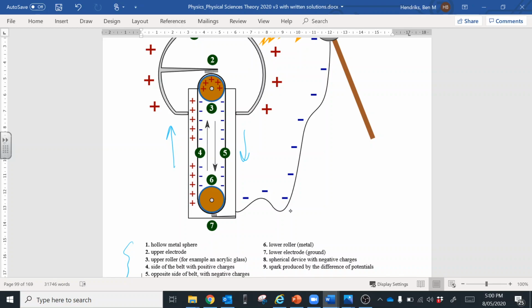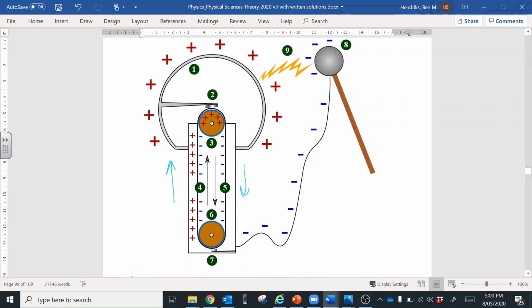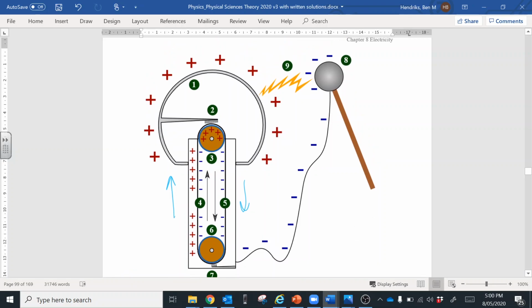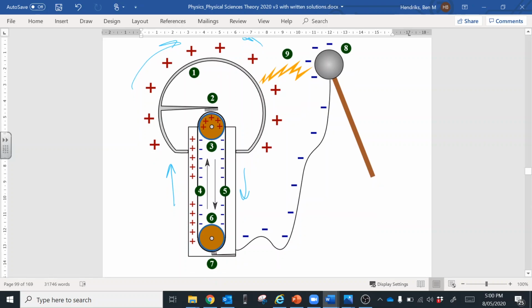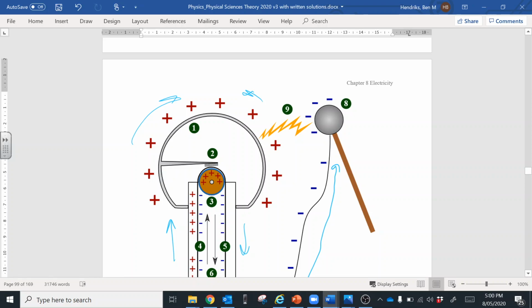inside of the belt. And those positive charges get collected by a comb here, and then they get collected on the surface of this sphere around here. They get collected around the sphere, and they are on the surface of the sphere. And then we have our negative charges being connected to this sphere up here. And what happens is we call it a difference in potential energy.